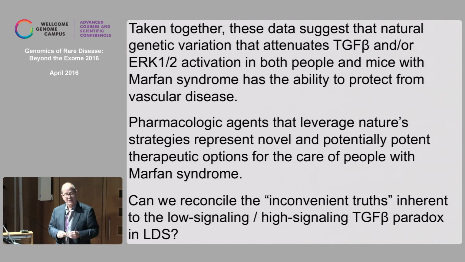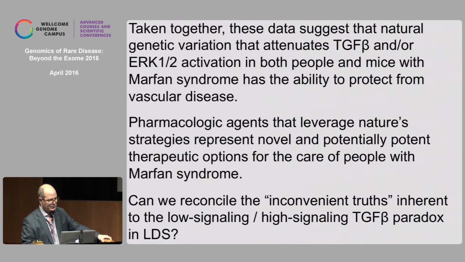So we think taken together, these data suggest that natural genetic variation that attenuates TGF-beta or ERK activation in both people and mice with Marfan syndrome has the ability to protect from vascular disease. And we believe strongly that pharmacologic agents that leverage nature's strategies represent novel and potentially potent therapeutic options. And in fact, we're partnering with a number of drug companies to explore the possibility of drug development for some of these therapeutic targets. And we still would love to reconcile the so-called inconvenient truths regarding the low signaling, high signaling paradox in Loeys-Dietz syndrome. We really think this is important for there to be consensus about moving forward with some of these strategies.